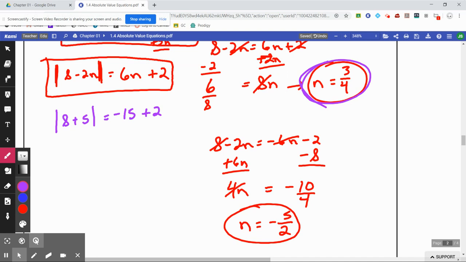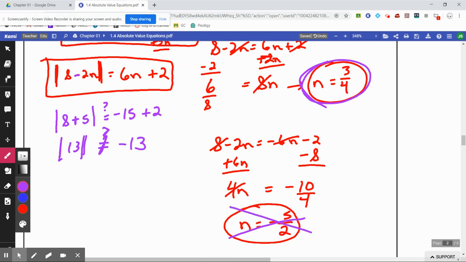Okay, when I plug it in, 8 minus 2 times negative 5/2, a negative times a negative would be a positive, and 2 times 5/2 would be 5. Does that equal, when I plug it in on this side, I get negative 30 over 2, which is negative 15 plus 2. The absolute value of 13, does that equal, question mark, negative 13? The absolute value of 13 is 13, not negative 13. They're not equal, so therefore negative 5/2 is an extraneous solution.